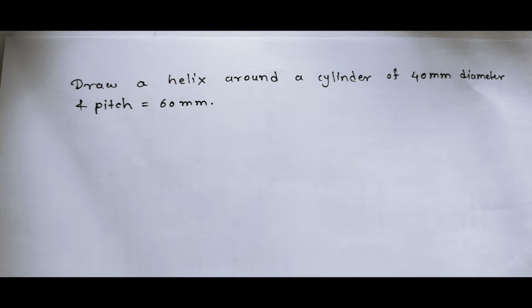So let's start our actual construction. The question may ask in an exam: draw a helix around a cylinder of 40 mm diameter and the pitch is given as 60 mm. So two dimensions are always given, the diameter and the pitch.